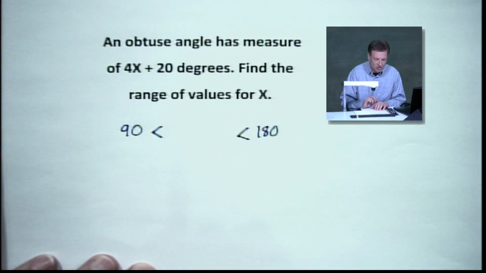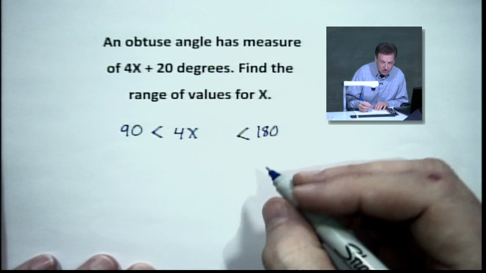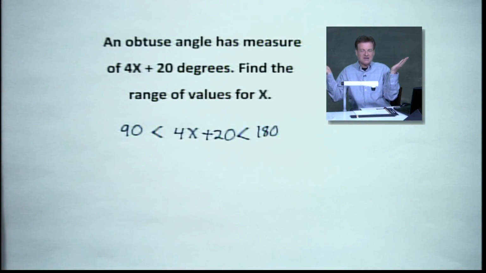So let's see what we're going to do. We're going to put a 4x, and we're going to add 20. And again, the story is, let's get x by itself in the middle, okay?